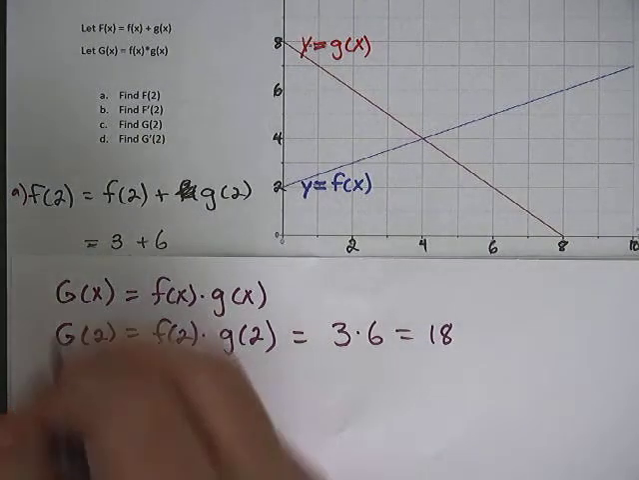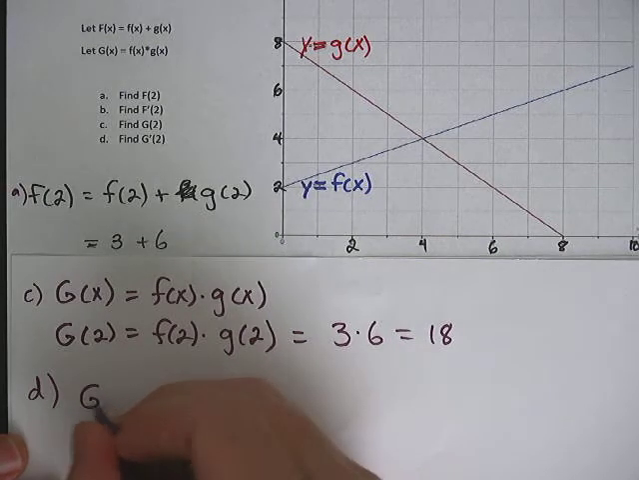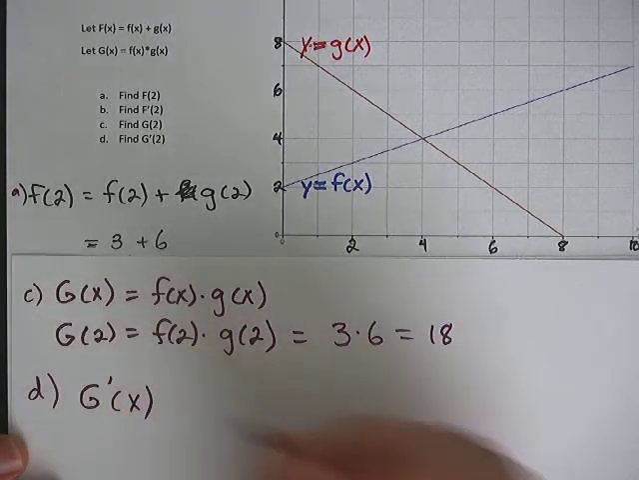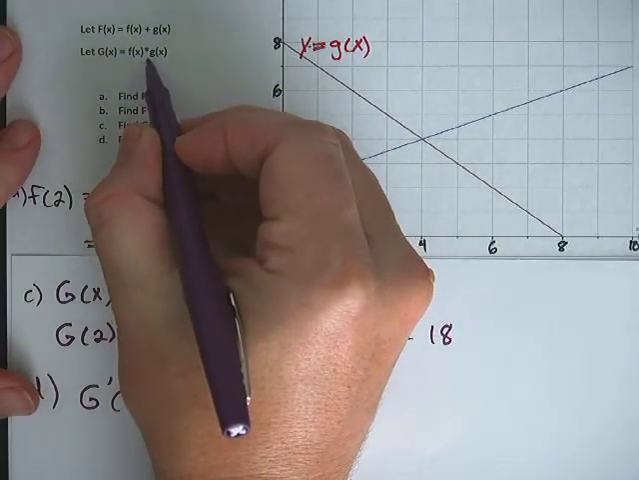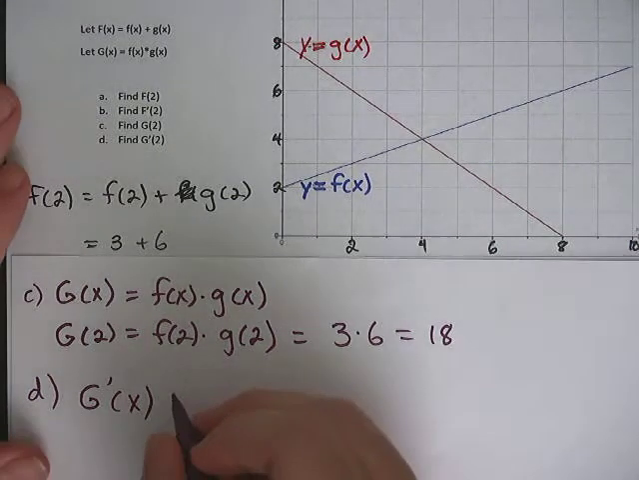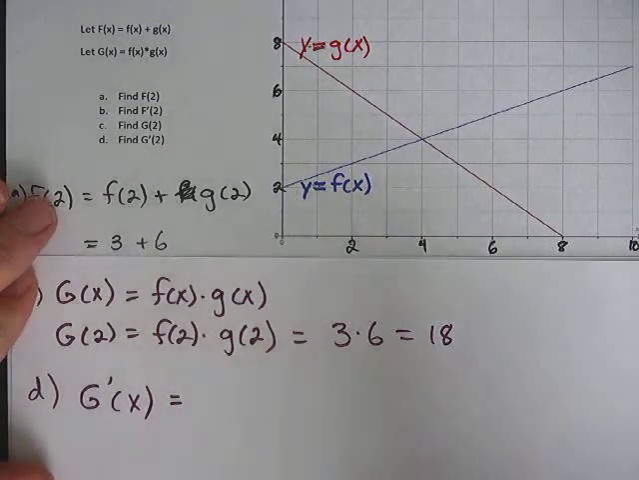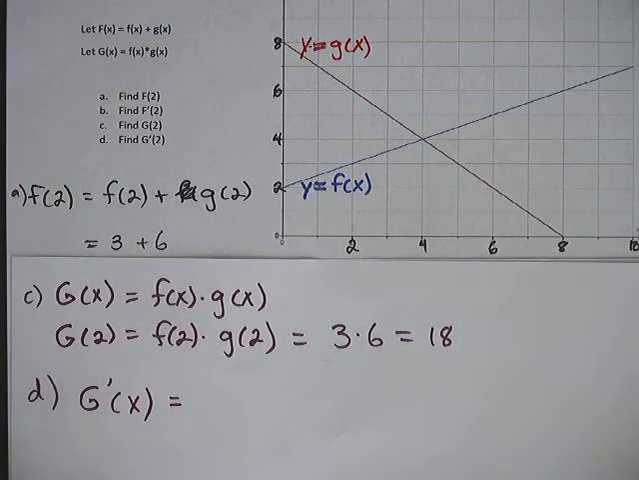Now for our final one, that was C, let's go to D. Our final one says find G prime of 2. So first, what is G prime of x? Well, this one is a little bit trickier than all the rest of these because we know that G of x is a product of two functions. We've got a function of f times a function of g. So in order to do this, we're going to have to do the product rule. The product rule says that we have the first times the derivative of the second plus the second times the derivative of the first.